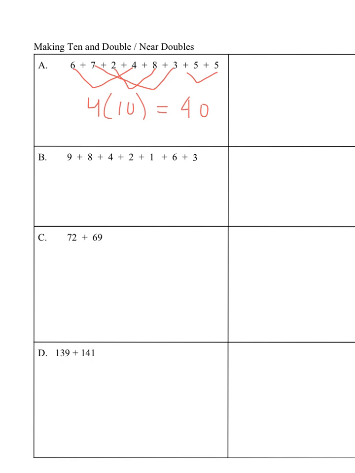Come down here. 9 and 1 is 10, 8 and 2, 6 and 4. Well, now I only have 3 10s, and then I have a 3 left over, so that would be 33.